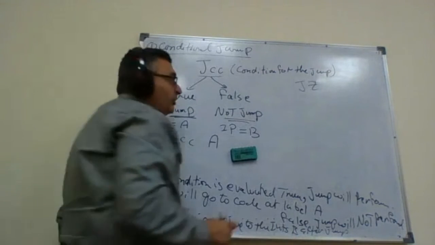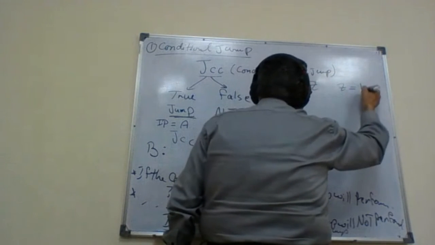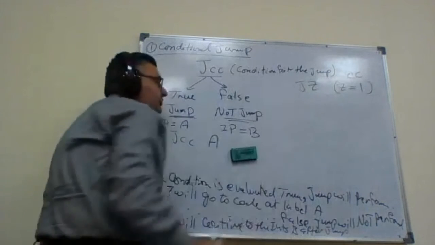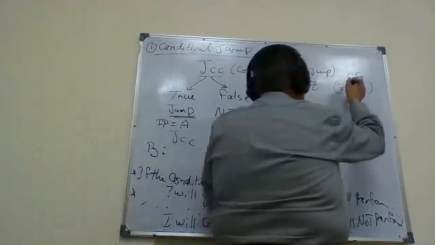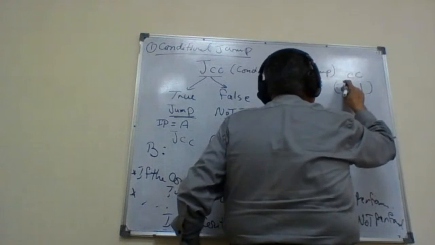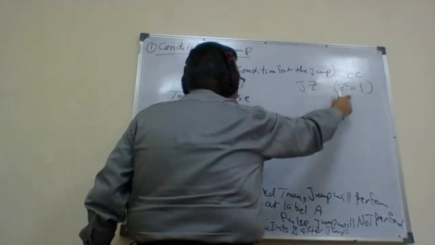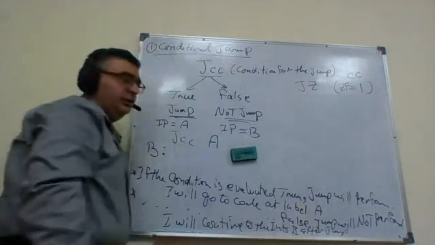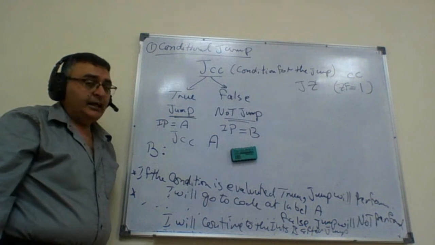Jump if zero will jump if the zero flag equals 1. The condition for this conditional jump instruction is that the zero flag should be 1. Okay? That means this instruction will jump if the zero flag equals 1, and will not jump if the flag is not equal to 1, or equals 0.